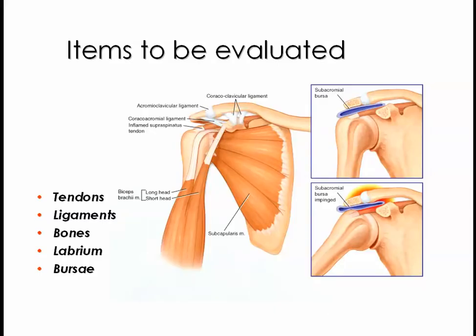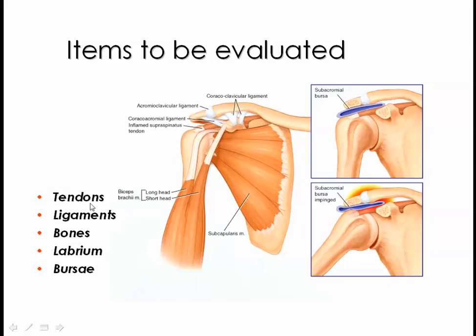Then the approach for the shoulder joint is almost similar to that of the knee. You first identify the anatomic structures you want to see, and then you decide the plane of imaging which is adequate for evaluation of these structures, whether they are normal or pathologic. Then we have in the shoulder joint these anatomic structures: the tendons, the ligaments, bones, labrum, and bursa.